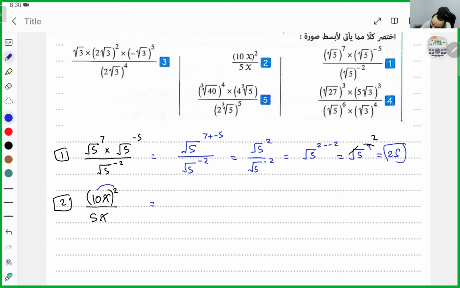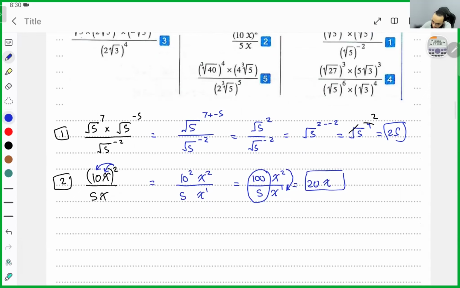It's 10 power of 2 and x power of 2, and there is 5 and there is x power of 1. 10 power of 2 over 5: 10 power of 2 equals 100, and 100 over 5 equals 20. What about x power of 2 over x power of 1? It's x power of 1, which is x. Any problem? It's 20x.